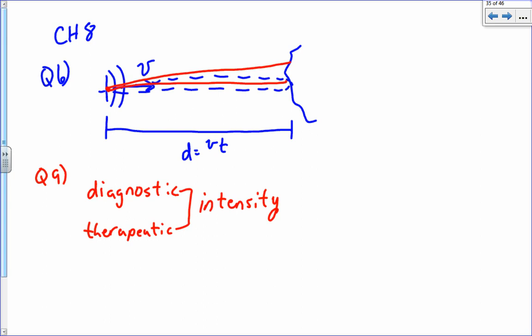Because for therapeutic purposes, these sound waves are actually used to warm the tissues, the muscles. And obviously if you have too high of an intensity, then you run the danger of actually damaging the tissues, burning them. So that's one danger. That danger is not really present for diagnostic purposes just because the intensity is so low that there's little or no danger of actually harming the tissue. So that's question 9.